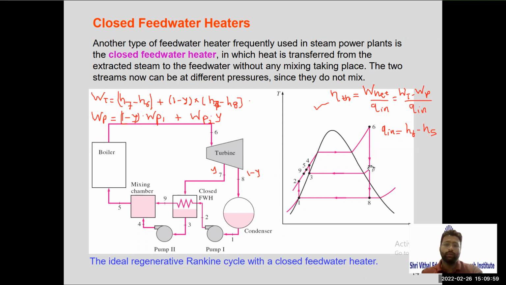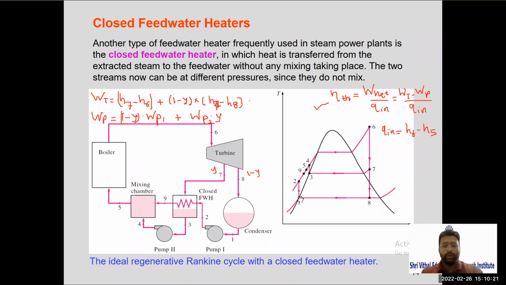Then Y amount of steam is extracted. It is passed to point number 3. The remaining steam is further expanded up to point number 8. Point number 8 is the entry to the condenser. 8 to 1 is where condensation takes place. And again at point number 1, we have water. So this way, the regeneration in the closed feed water heaters will take place.